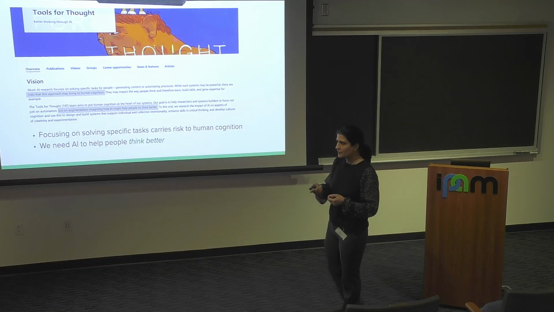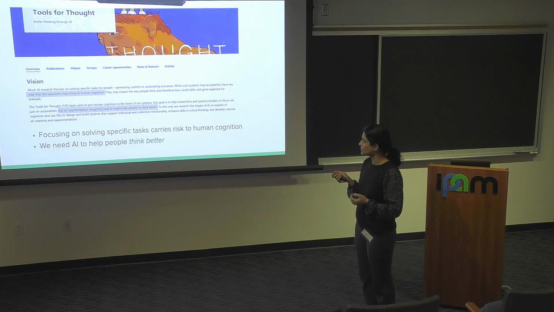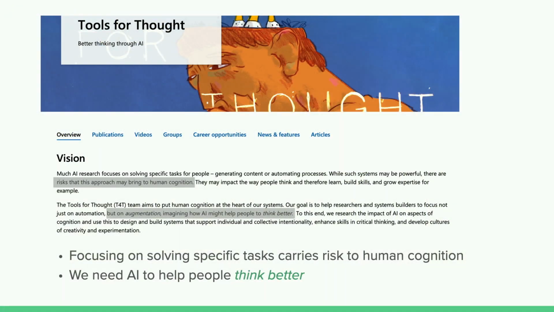So recently I found out from Sumit that there's a group in Microsoft that is also looking at some of the same kind of problem. And when I looked at their vision, I thought it perfectly encapsulates what I was talking about. It's about how we are focusing on solving some of these very, very specific problems, how to make things more efficient and more productive and all of that stuff. But these systems are very powerful, and there is definitely a risk that this approach may harm human cognition in the long run.